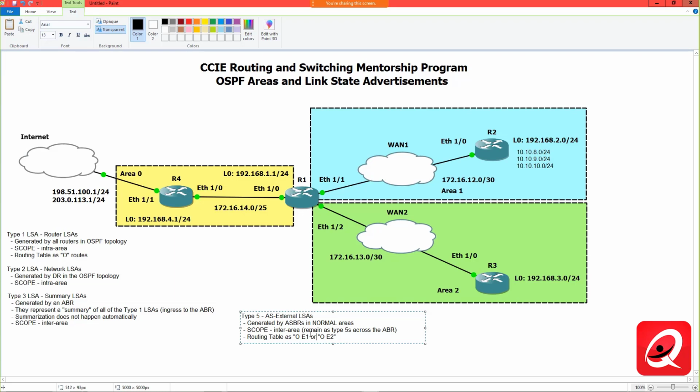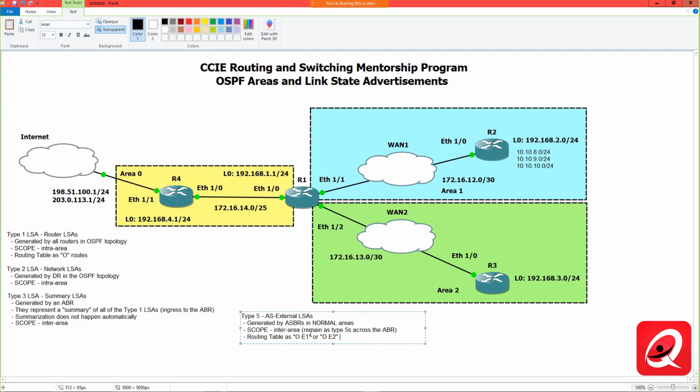All right? And we'll talk about that. I don't know if we're going to get into that in this lesson. It just has to do with essentially how metrics are calculated for these external links. The default is OE2, which means the seed metric for the redistributed routes is sent in as 20 by default. It's going to remain 20 no matter where you go within the autonomous system.